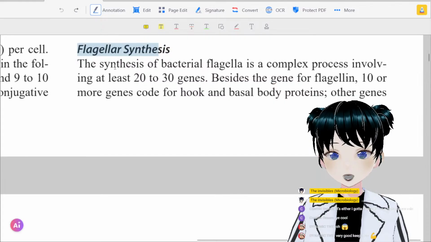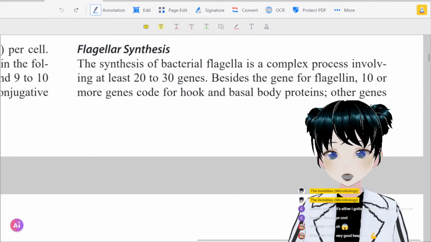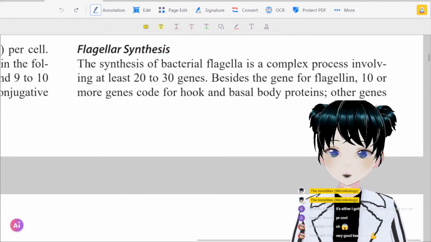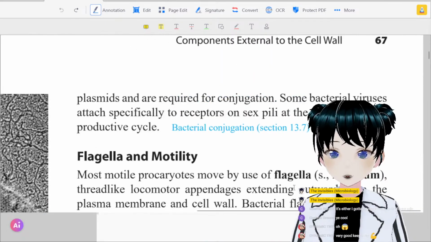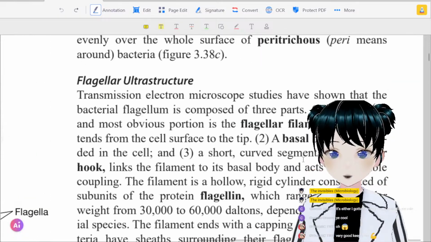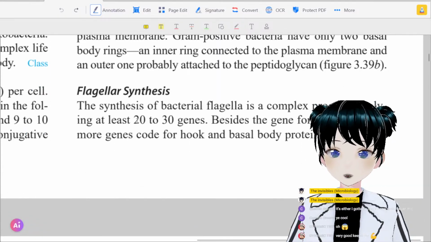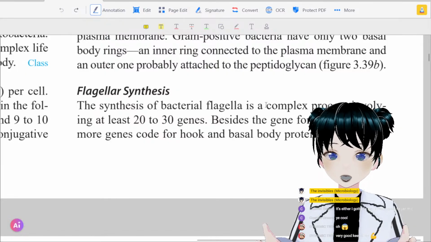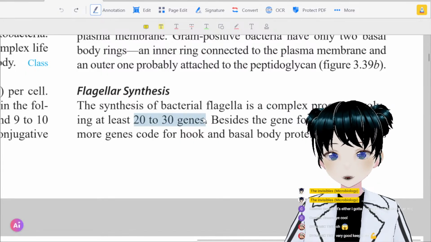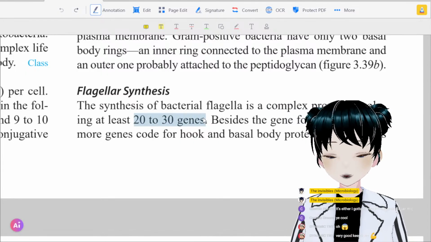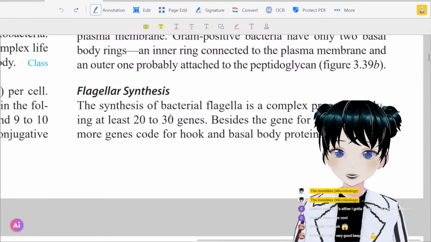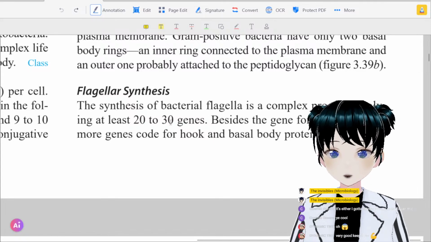Flagellar synthesis. Now, how do you synthesize it? Even though the flagellum is long, it doesn't have that much complexity, especially the filament part. In that regard, it has only 20 to 30 genes. So they are saying it's a complex process. To me, 20 to 30 genes is not that complex for just a flagellum. But still, I think they consider 20 to 30 genes a lot for just a structure formation.